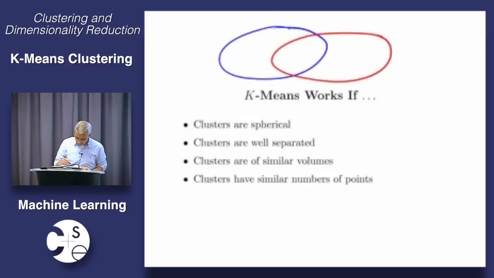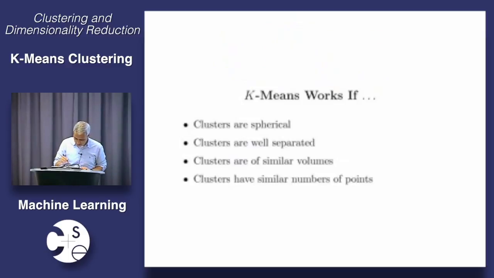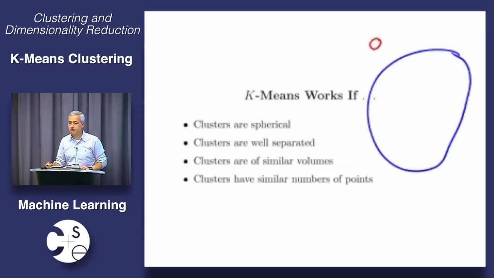Problem number 3 is a slightly more insidious one. It's that the clusters had better be of similar volumes. So suppose my blue cluster was like this, my red cluster was like this, and my blue cluster was like this. Blue and red are marketing names, but the content doesn't change. So why might this be a problem for k-means clustering? What do you think might happen here? Some of the blue examples are nearer to red, so they might get included in red.